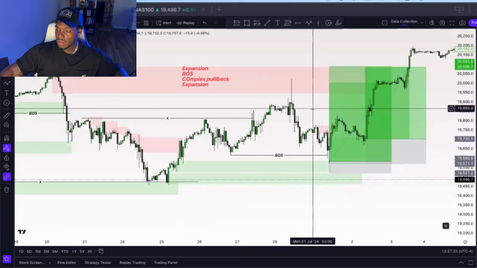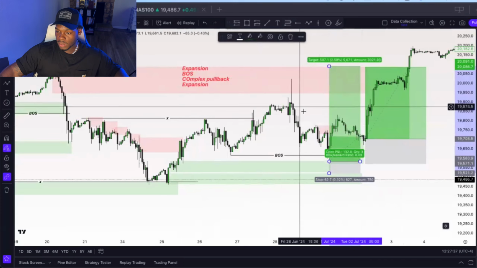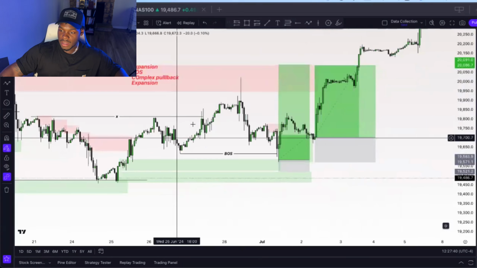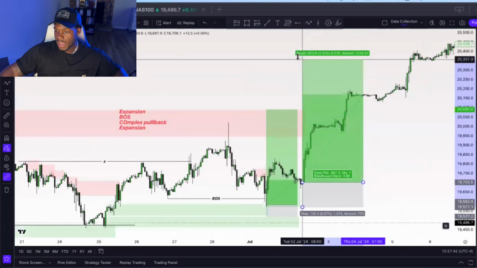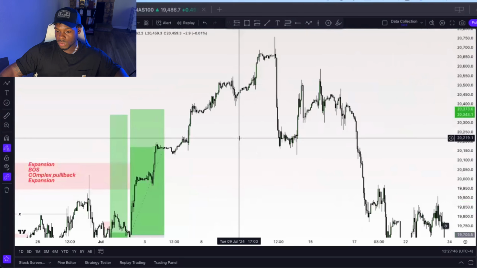We break supply. I am now buying the market. I would have been buying the market down here because this is an extreme and we should be holding and finalizing that complex pullback. And then we create a new high, and as you can see, price runs away, and this is something that you could do continuously.